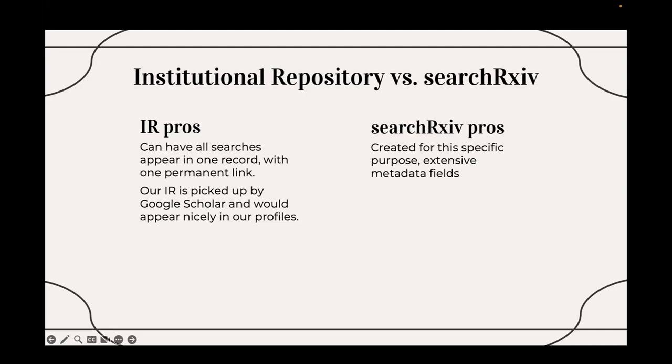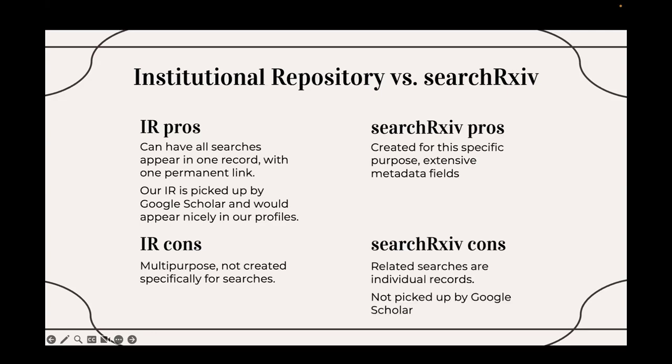A pro of searchRxiv is that it is created specifically for this purpose, and because of that, it has those extensive metadata fields. So a con of the IR, it's multi-purpose, of course, and if I was to upload my searches there, I would still find myself referring to the searchRxiv submission form to make sure I had all the reproducible metadata support.